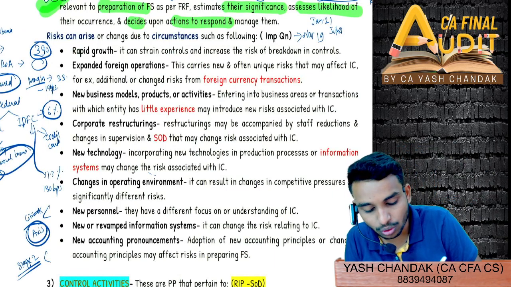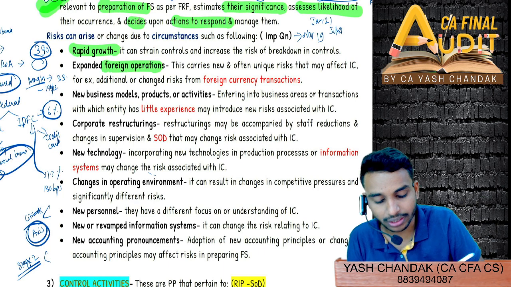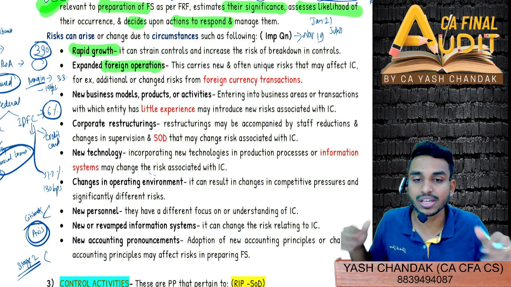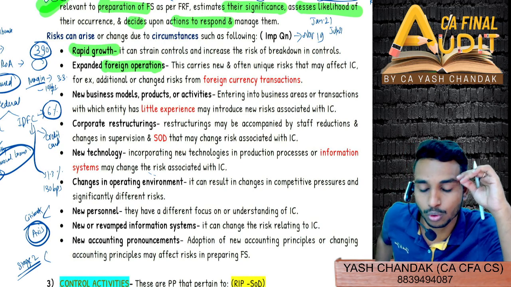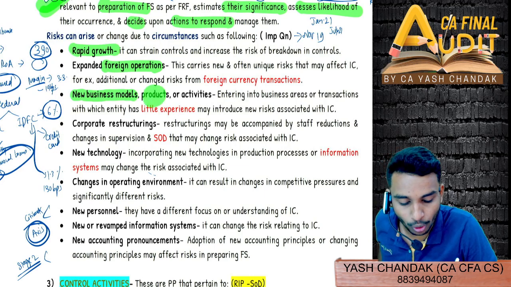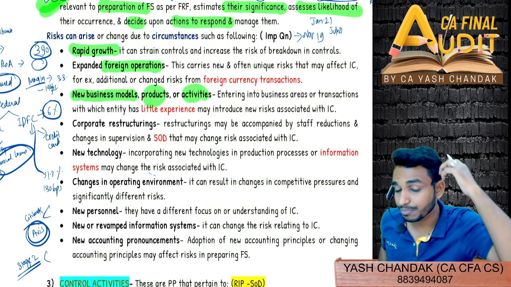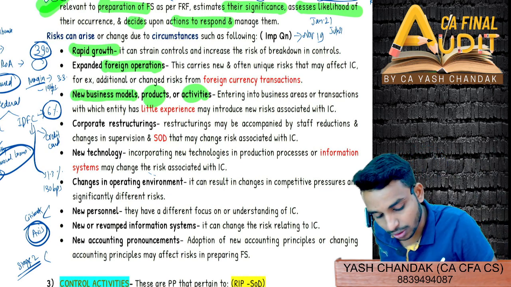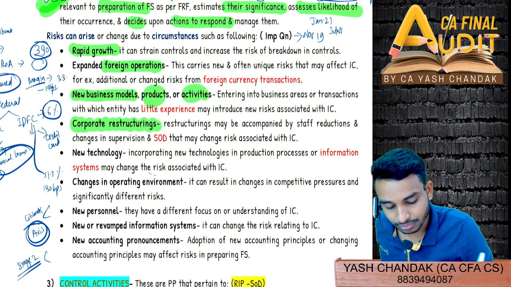So you wanted rapid growth, so you thought of going into foreign. There is a stagnant market in India, so you thought that okay, let's go to foreign and grow rapidly. And then there you started with a new business model, new products, new activities. So in the foreign you started selling golgappas, and therefore you needed corporate restructuring as well.